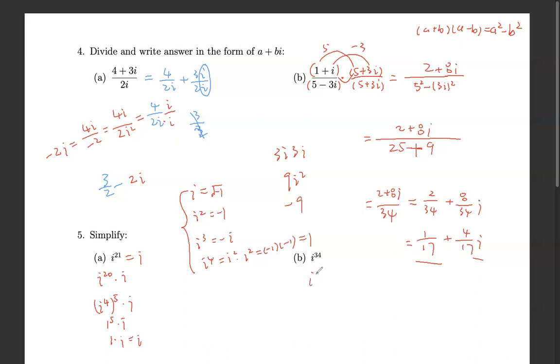For 34, we want to split as i raised to 32 times i squared. Because i raised to 32 can be split as i raised to 4, then raised to 8. Then multiply by i squared, which is -1. i raised to 4 is 1. 1 raised to 8, still 1. Times -1, so we just get -1. So in the end, this is just -1, because i is cyclic.